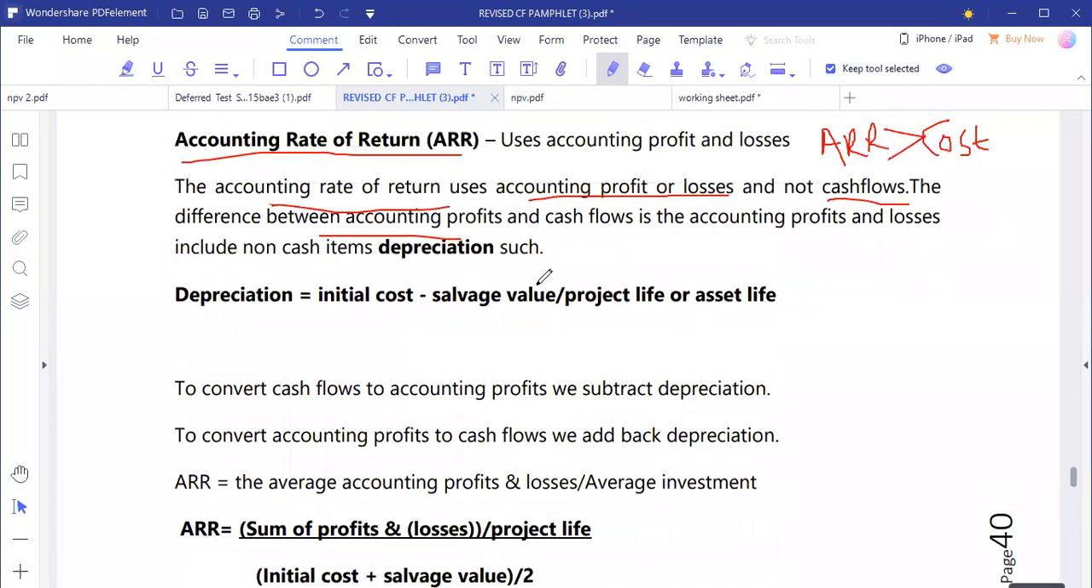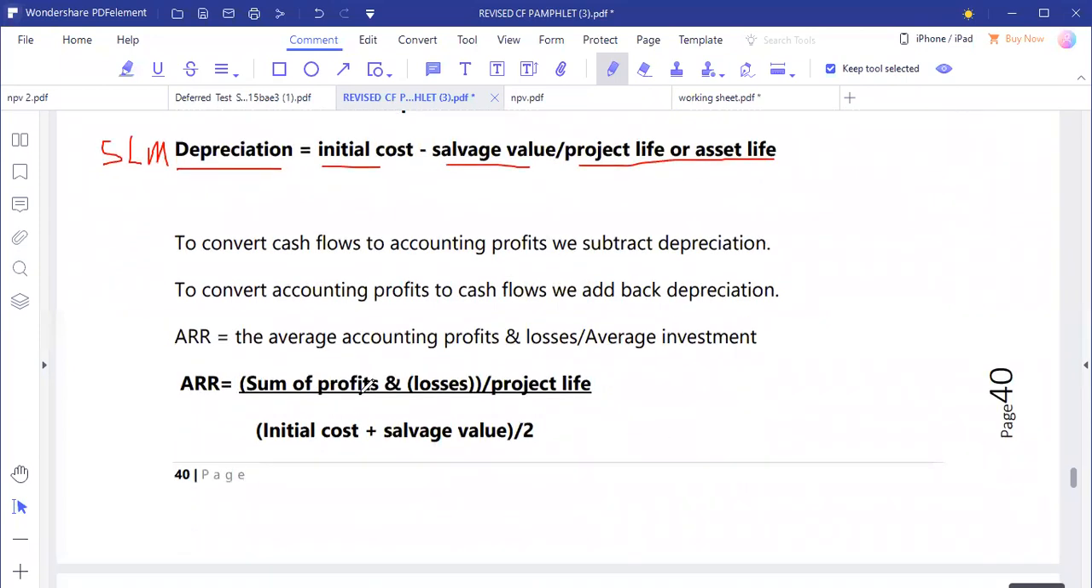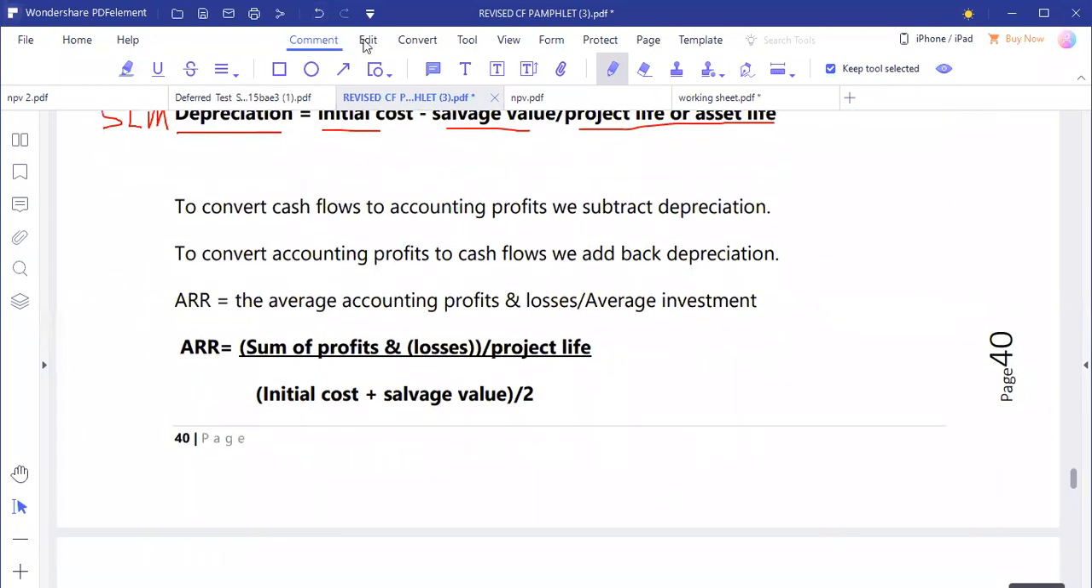So we have to look at the method of depreciation. This is the straight line method. The straight line method will be given in an exam, which is depreciation equals initial cost minus the salvage value or residual value, divided by the project life. Now, this is the way we go about accounting rate of return. So we are talking about average accounting profit over average investment. Average accounting profit, that's the formula here. This is a cardinal point as we look at accounting rate of return.